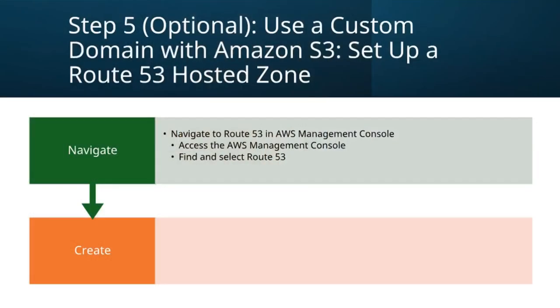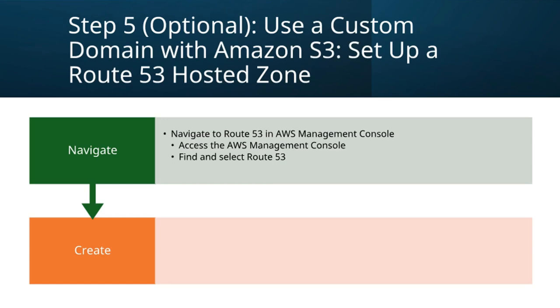To set up a Route 53 hosted zone, navigate to Route 53 in the AWS Management Console. Create a new hosted zone for your domain by entering your domain name and following the prompts. 1. Set up a Route 53 hosted zone. In the AWS Management Console, navigate to Route 53. Create a new hosted zone for your domain.